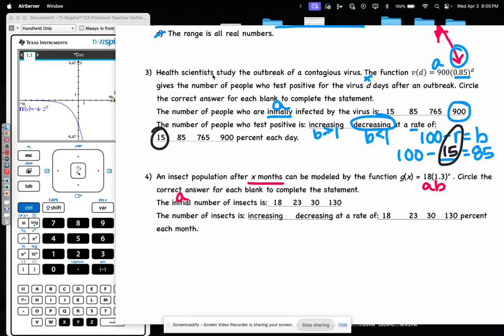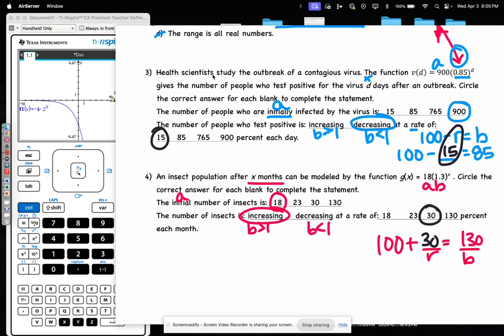So initial is A. So our initial number of insects was 18. Now this one, the B is bigger than 1. So this one happens to be increasing at a rate of, and again, now when we're talking about increase, we're not subtracting from 100, we're adding to 100. So our B for this one was 130. So 100 plus 30 is 130. So we increased at a rate of 30% each month.